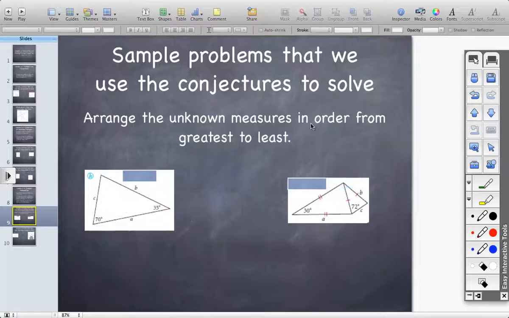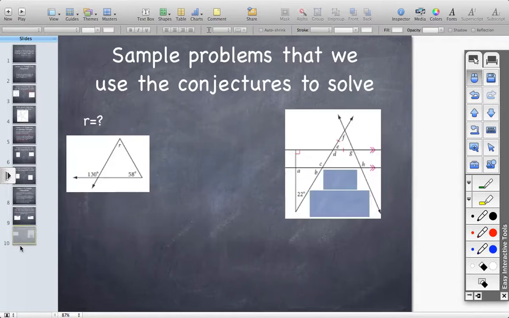All right, so let's take a look at some other types of questions we can use our theorems for, our conjectures for.